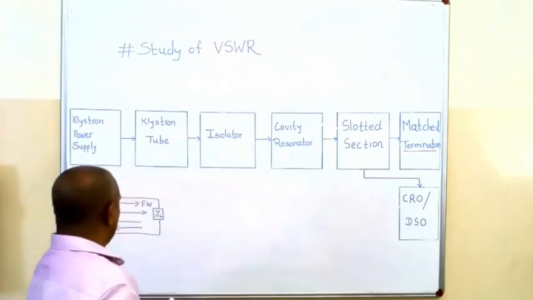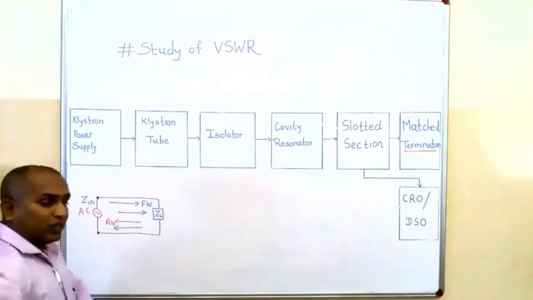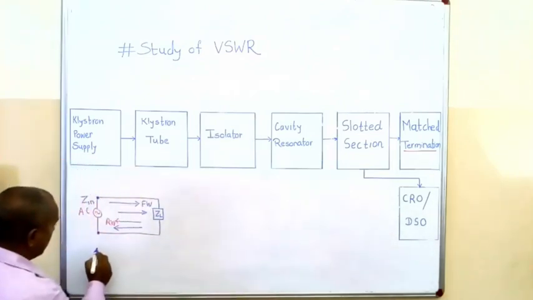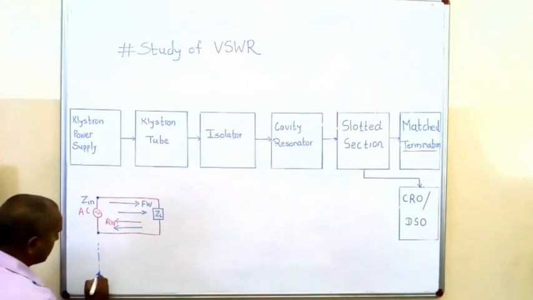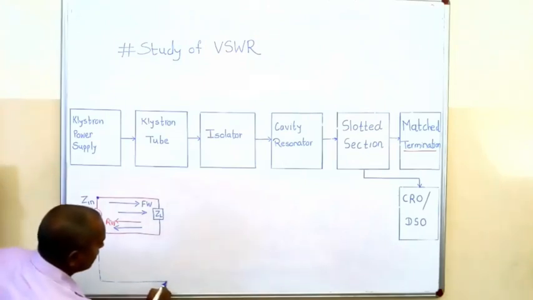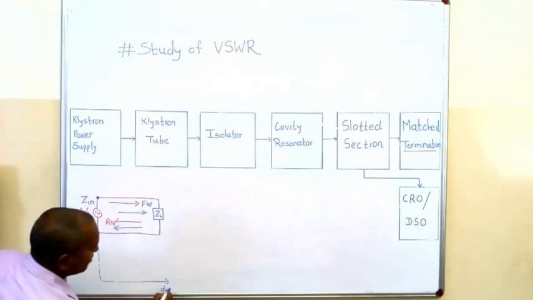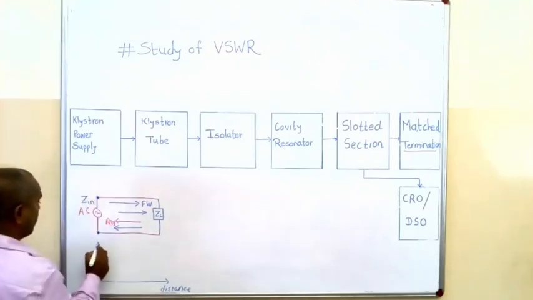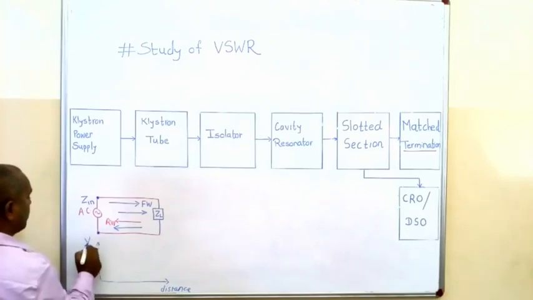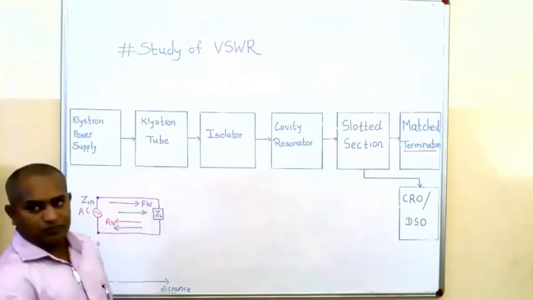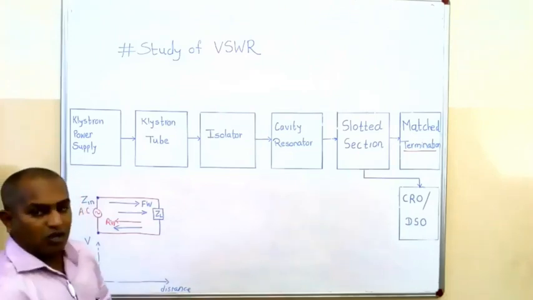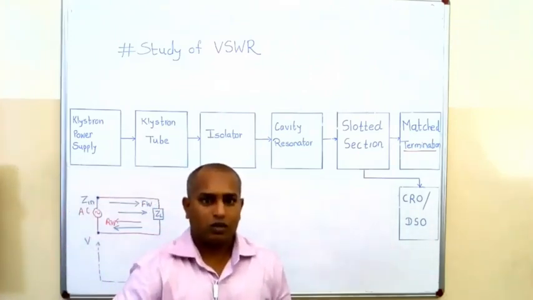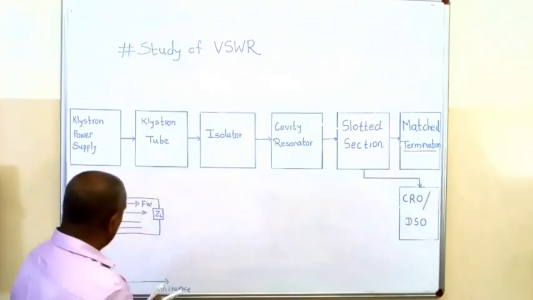And if we measure some voltage across this waveguide, means if we take some graph, this is the distance along your waveguide and this is the magnitude, meaning the voltage. So if we draw the voltage standing wave on this waveguide, it looks like this.